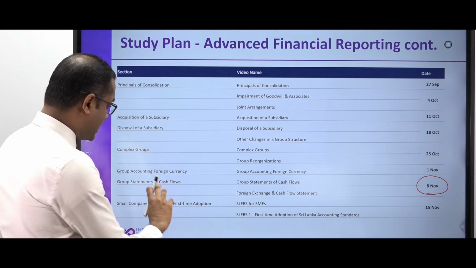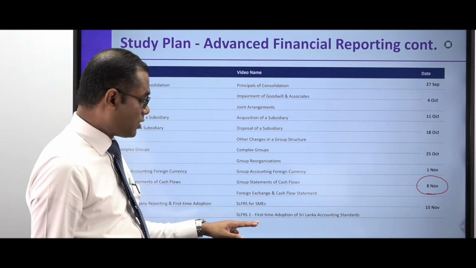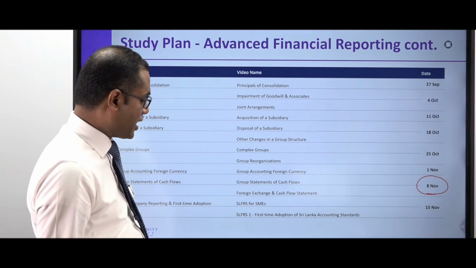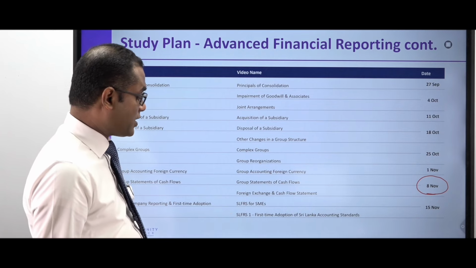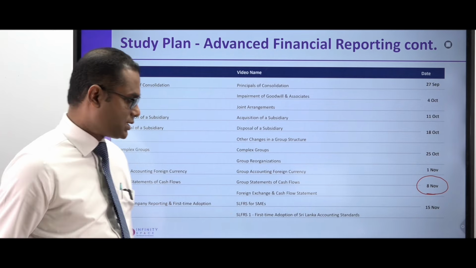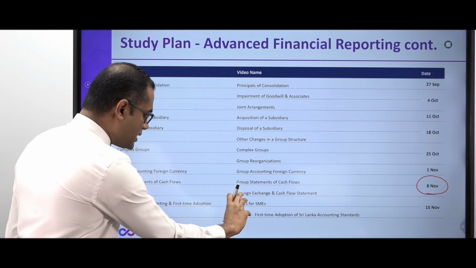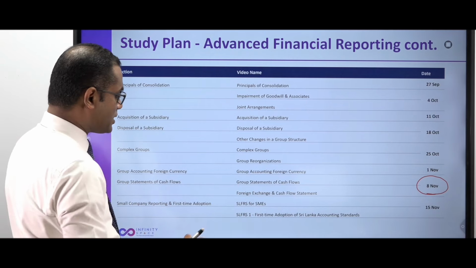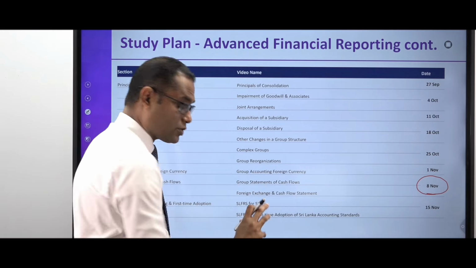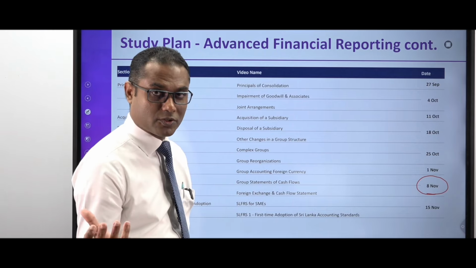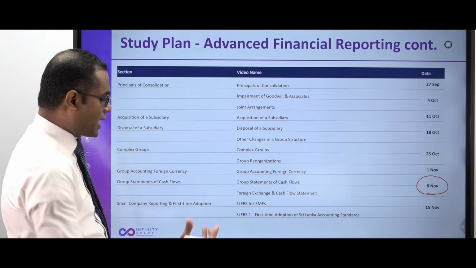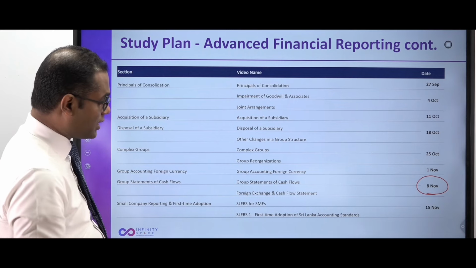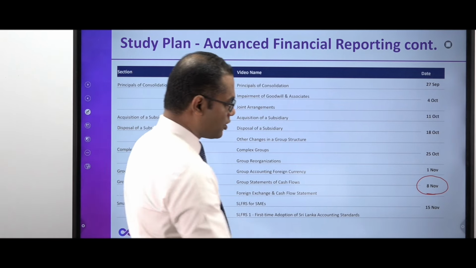Then finally, there are a couple of standards which I need to upload into the LMS: SLFRS for SMEs, small and medium entities, and SLFRS 1, first time adoption of Sri Lanka accounting standards. Why do I upload these two standards after the consolidation? Because to understand these two standards, you need to have the knowledge about consolidation as well. So that's why I'm uploading these two standards at last.